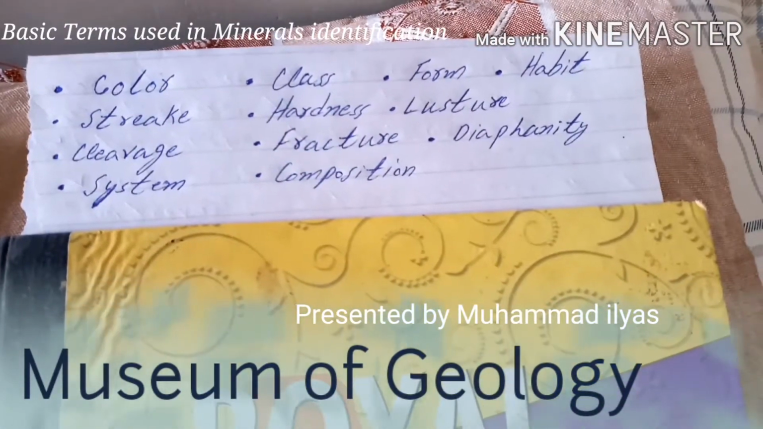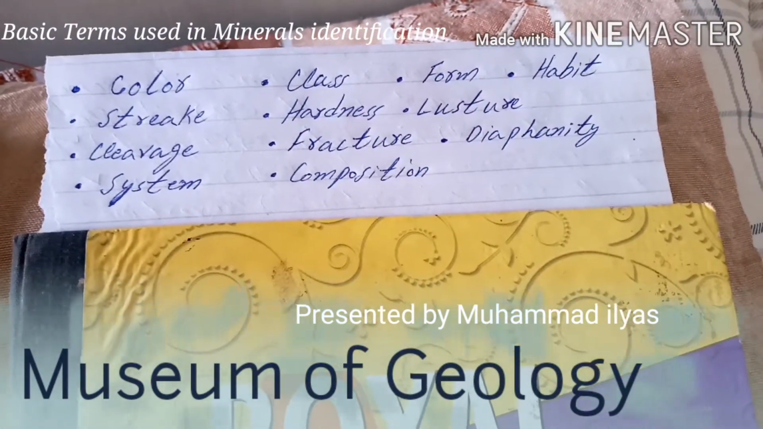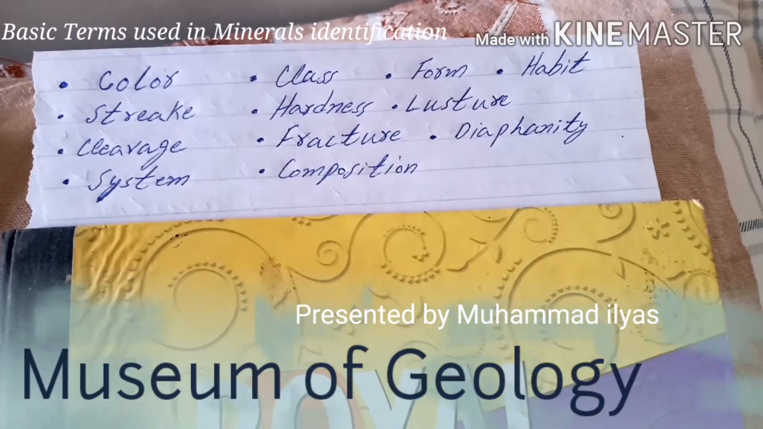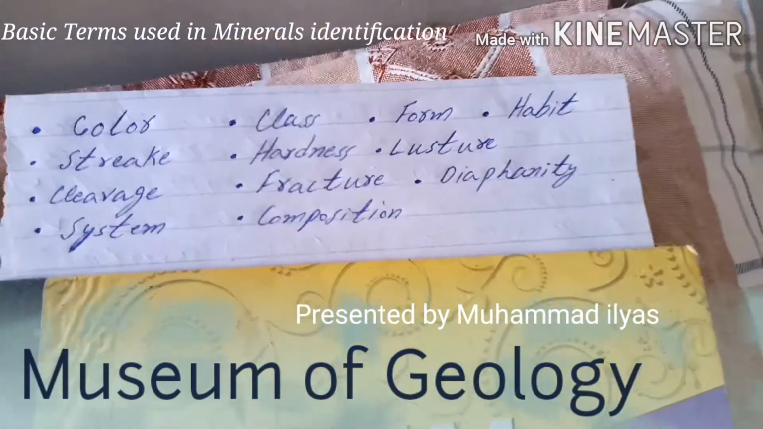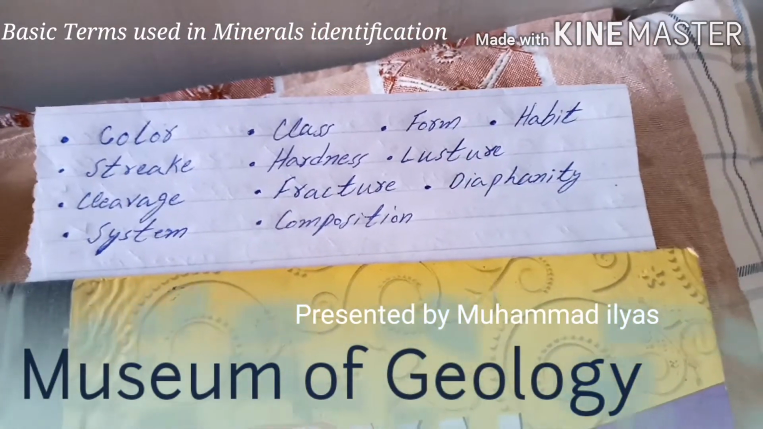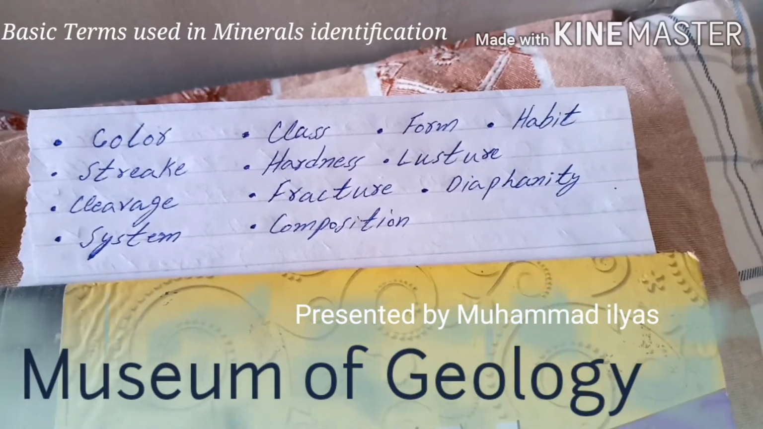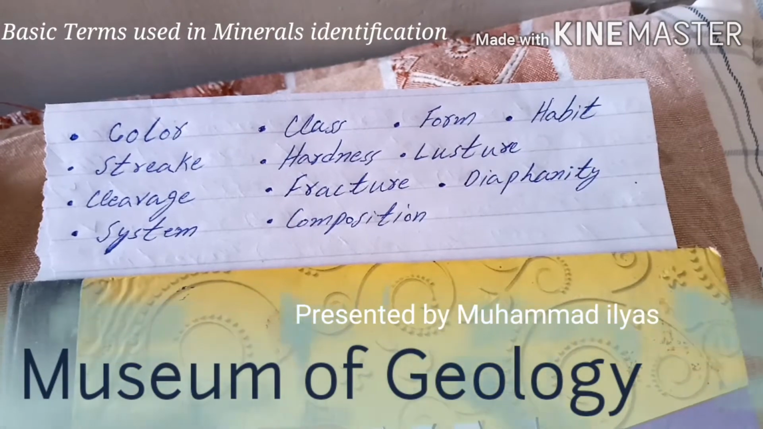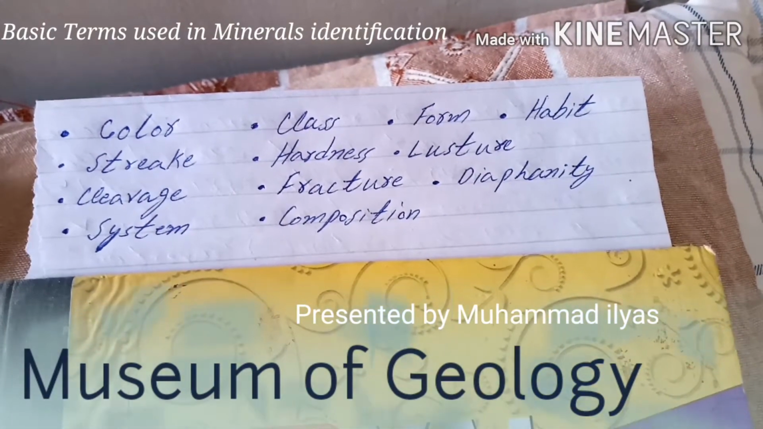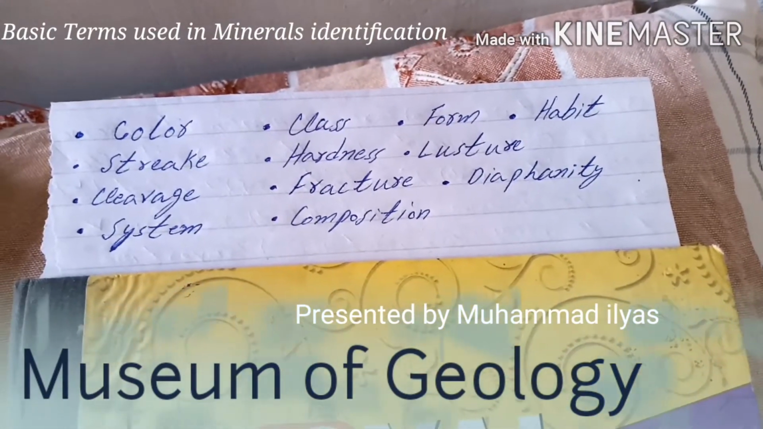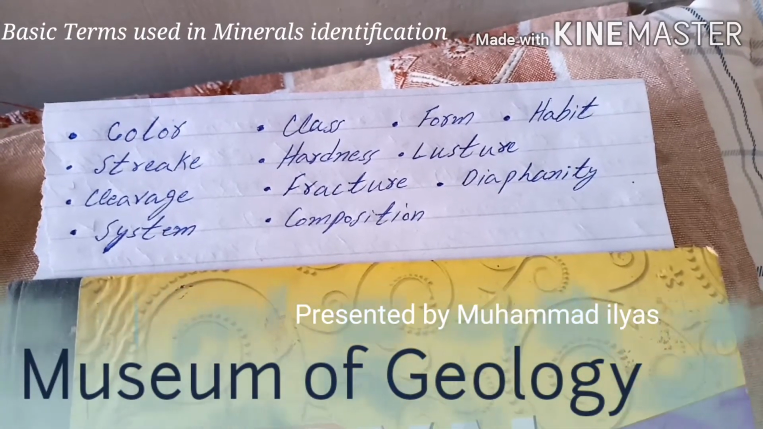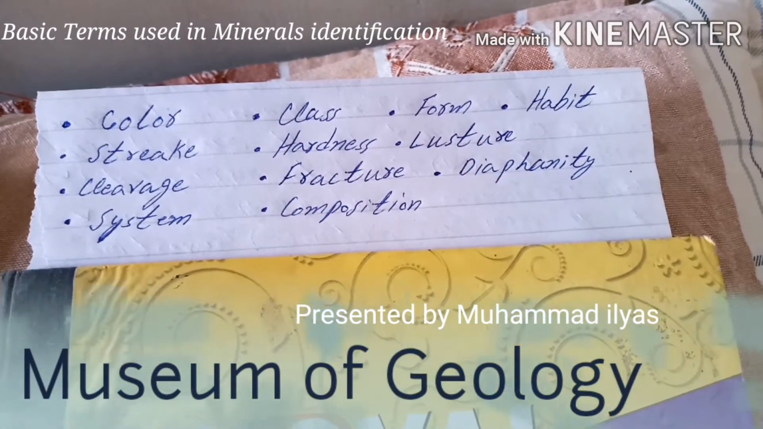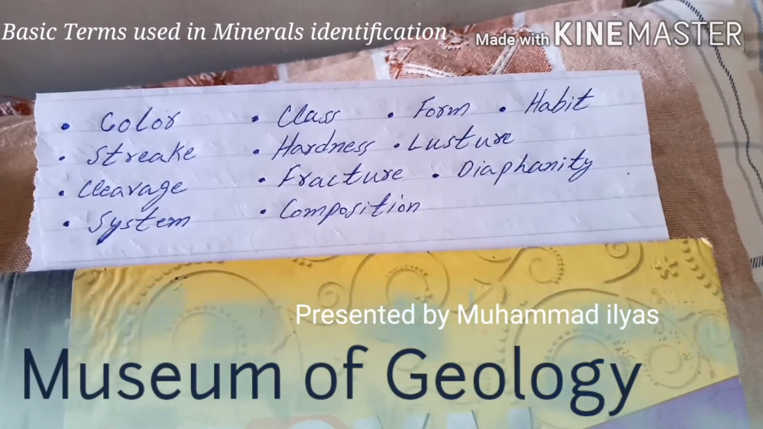There are three kinds of forms. Number one is crystal or geometrical shape, number two is crystalline, and number three is amorphous. If crystals are well developed or well oriented, we say crystal or geometrical shape. If there is no regular shape of crystals, we say crystalline form. And if there is no shape of crystals, we say amorphous form. These are the three types of form.